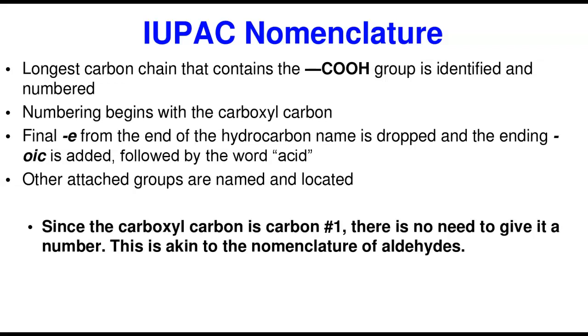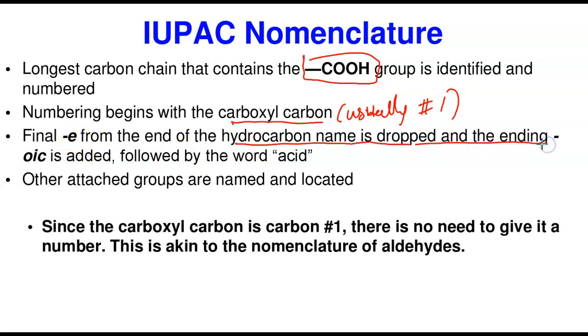Now, as usual, like in every IUPAC rule, the longest chain that contains the what? The carboxylic group is identified and numbered. The numbering must begin at the carboxyl carbon. The carboxyl carbon is the one that has the carbonyl carbon and then the OH group. It is usually the number 1 carbon. Now, what change are we going to make? The final E from the end of a hydrocarbon name is dropped and replaced by OIC, followed by the word acid. Each of them must end with the word acid, because they are organic acids.